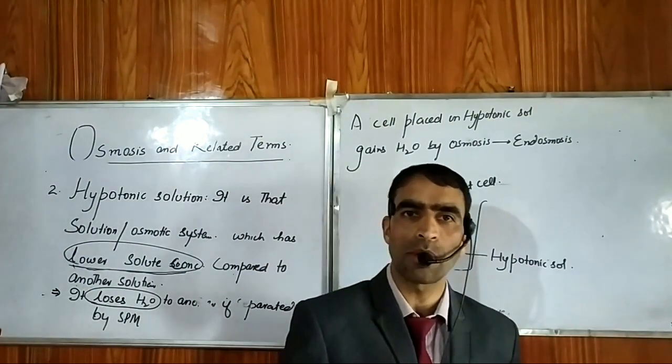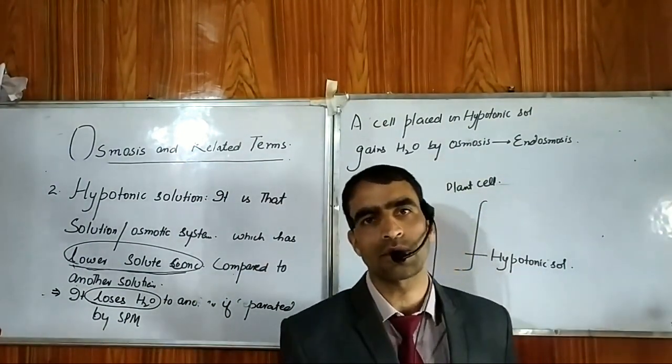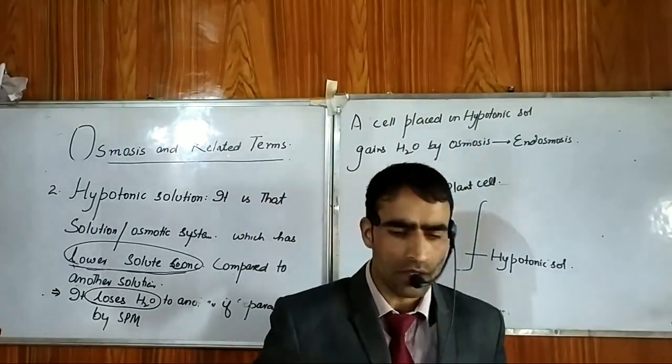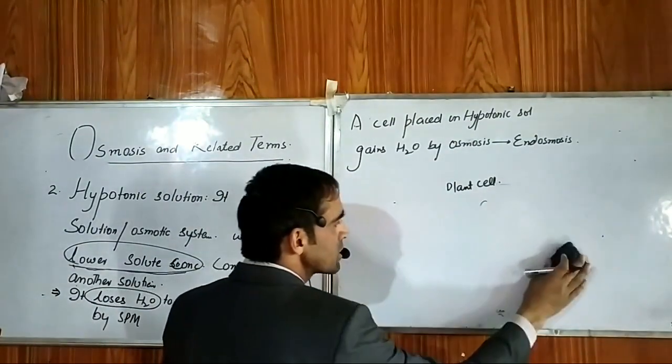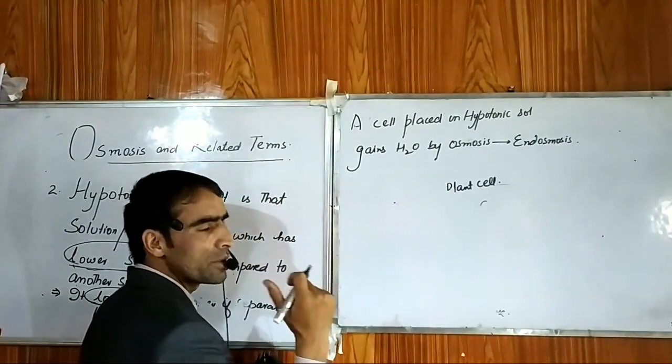इसीलिए प्लांट सेल्स में प्रॉपर्टी है दे नेवर बर्स्ट लाइक द एनिमल सेल्स. अगर ये वाटर गेन भी करे दे कैन नेवर बर्स्ट. सर हम यहां पे बताएंगे हाइपोटोनिक सॉल्यूशन में इस प्लांट सेल में जो वाटर गेन की है व्हाट कुड बी द रिजल्ट.